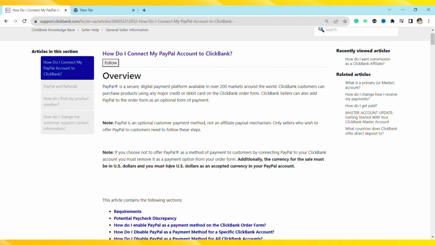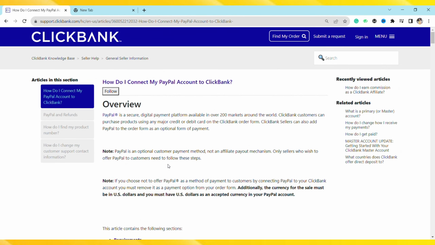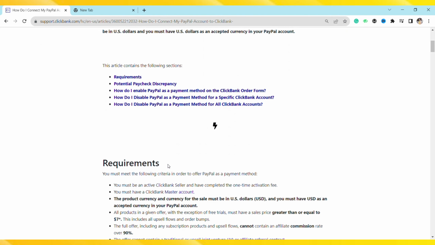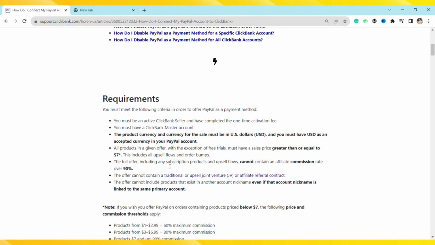The product currency for the sale must be in USD, or US dollars, and you must have USD as an accepted currency in your PayPal account. All products in a given offer, with the exception of a free trial, must have a sales price greater than or equal to at least $7. This includes all the upsell flows and order bumps.